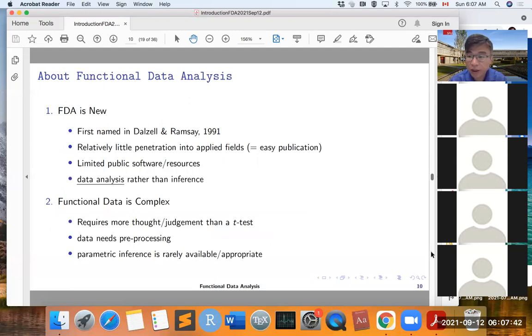FDA is relatively new, although it has now been about 30 years, so there are still many open problems in this area. It is now a very hot area in statistics. If you open almost any issue of the journals, you will see several FDA papers.